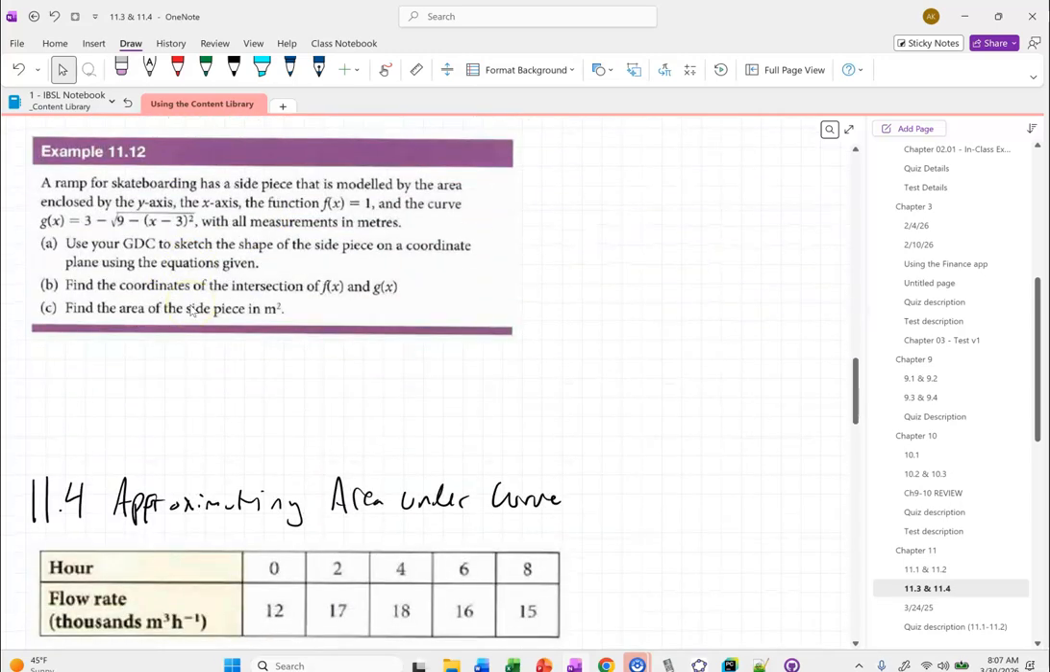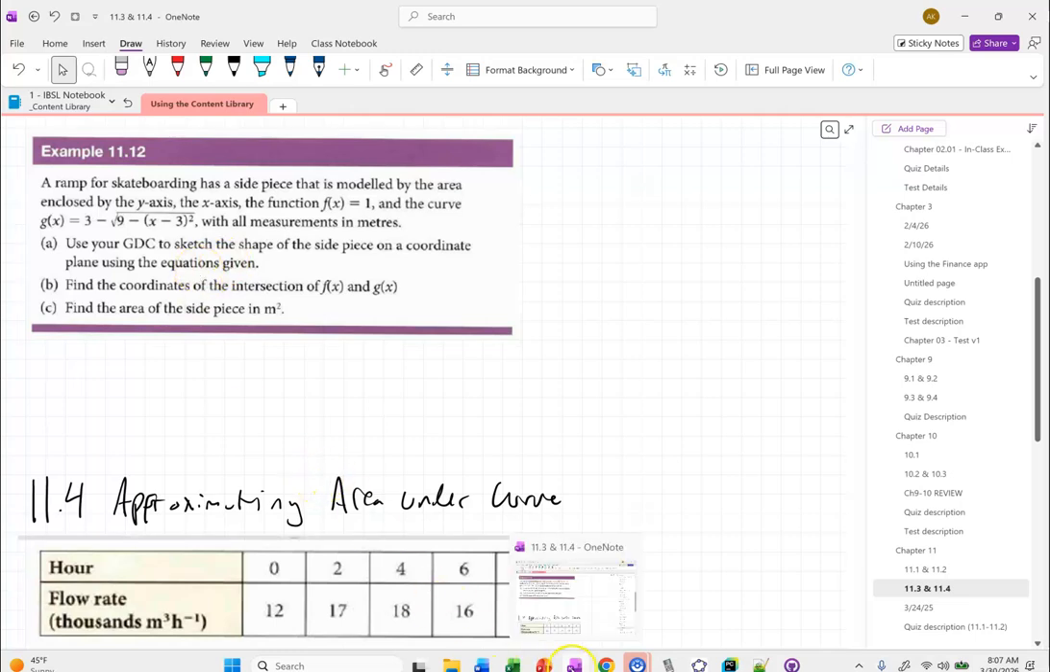Last example for 11.3 says a ramp for skateboarding has a side piece that's modeled by the area enclosed by the y-axis, the x-axis, the function f of x is equal to 1, and the curve g of x equal to yada, yada, yada, with all measurements in meters. Use your graphing calculator to sketch the shape of the side piece.